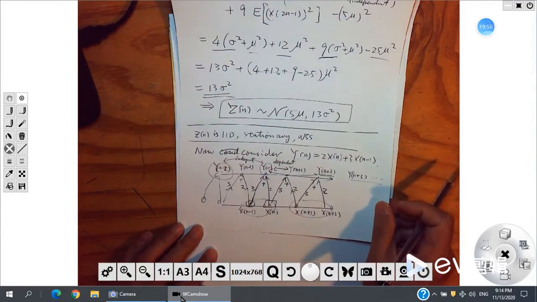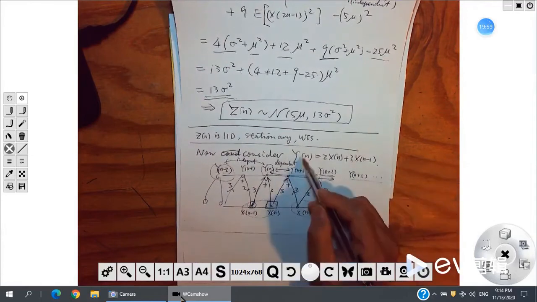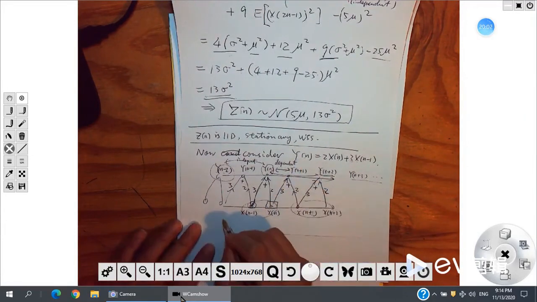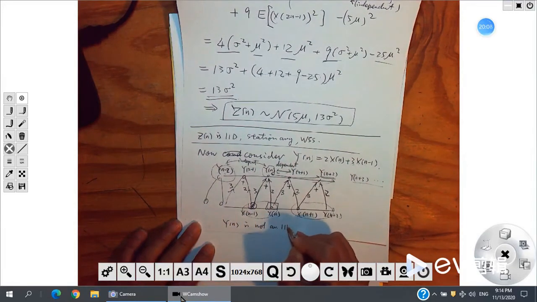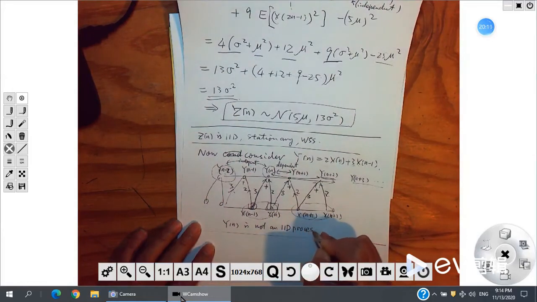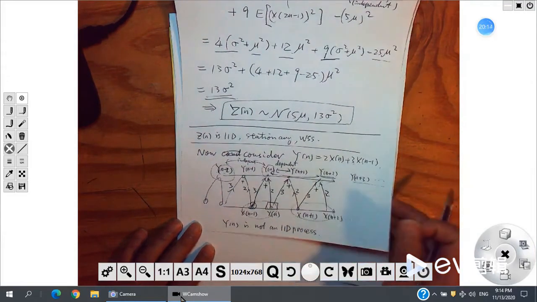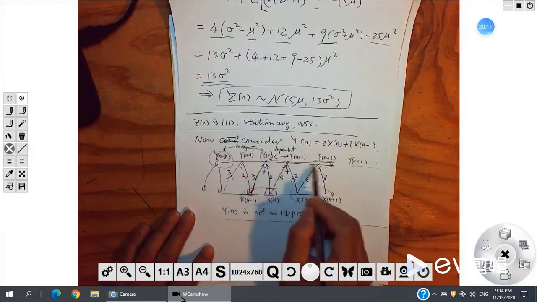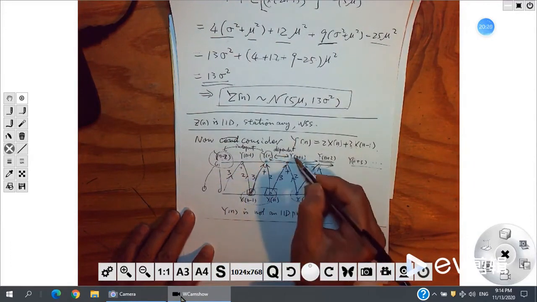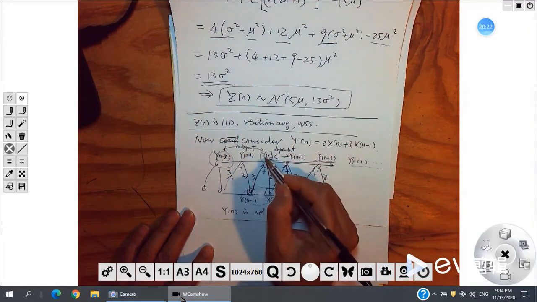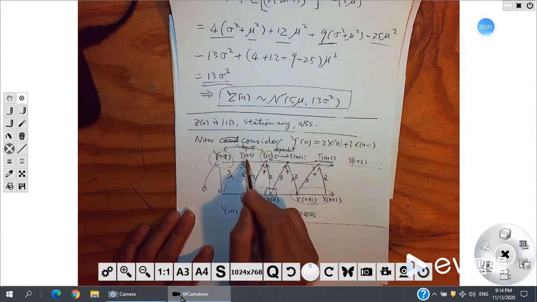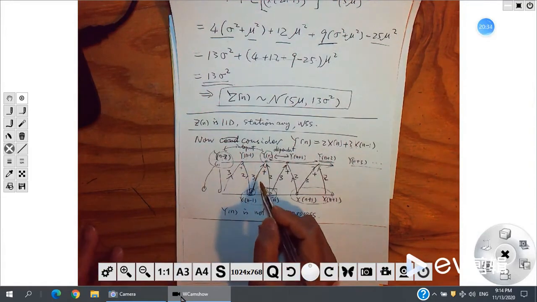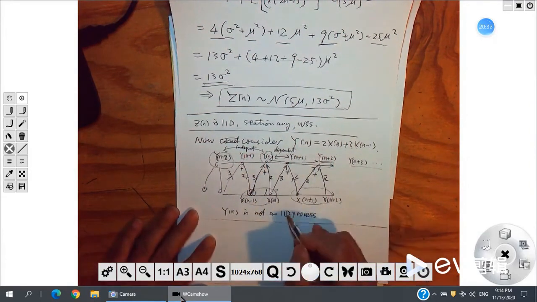So this time we see that Y of n is not an IID process, because the elements are not independent of each other. These two are dependent, and these two are also dependent. Actually, every two elements that are just neighbors, with the index differing by one, are not independent. So this is not IID, not independent.